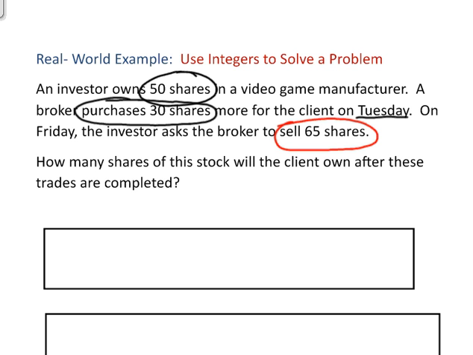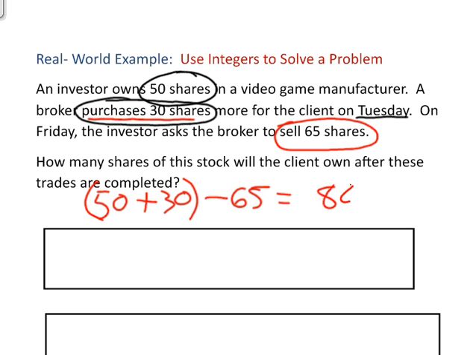Well, I'm going to start here. I'm going to say he starts off with 50. He buys 30 more, so that buying is adding, so that's going to be plus 30. And then he's going to sell 65. I'm going to group them to make it a little bit easier. 30 plus 50 is 80, and this could be 80 then minus the 65. 80 minus 65 is 15.